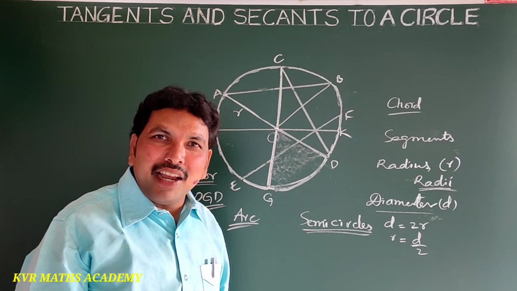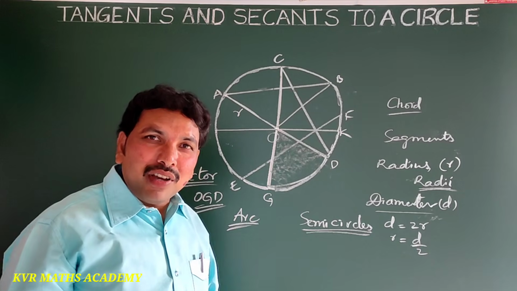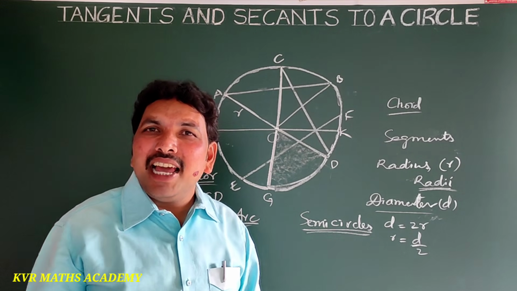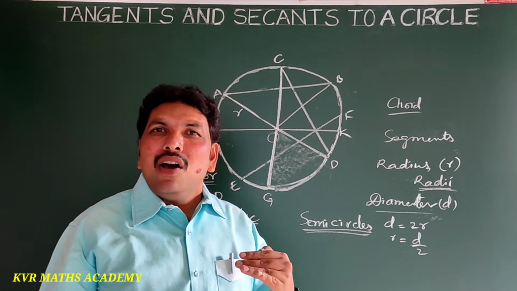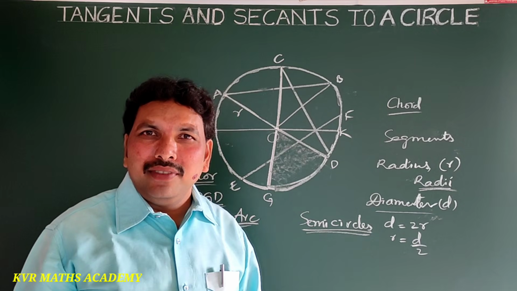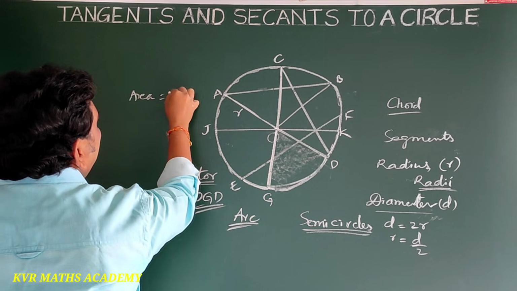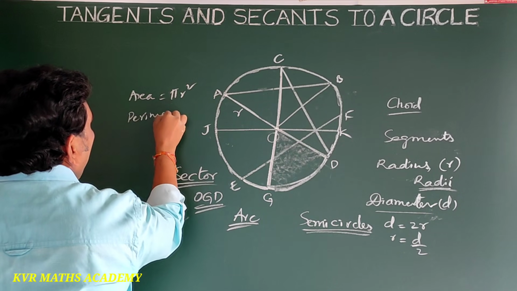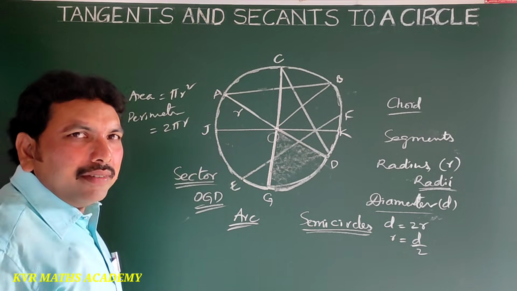Do you know what is the area of the sector? Yes, x by 360 into pi r square. First, we have to learn the area of the circle. What is the area of the circle? It's exactly pi r square, right? Or the circumference or perimeter of the circle is? Yes, 2 pi r. Area is pi r square. Next, perimeter P is equal to 2 pi r.